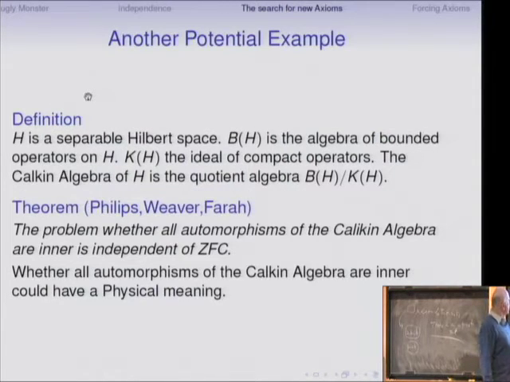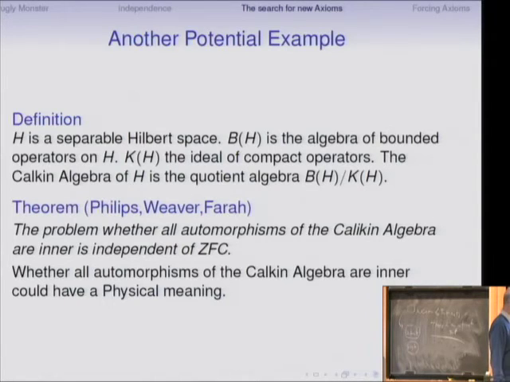For instance, consider a separable Hilbert space. You consider the algebra of bounded operators on H. It definitely represents something that's meaningful physically. You talk about the idea of compact operators, and the Calkin algebra is the quotient algebra, if you think about a C-star algebra and its sub-algebra, and you consider the quotient algebra. Now consider automorphisms of the Calkin algebra. You have inner automorphisms, namely that you take some unitary transformation and you apply it. So the question is, are there automorphisms of the algebra which are not inner?